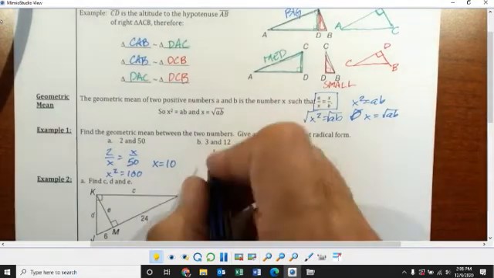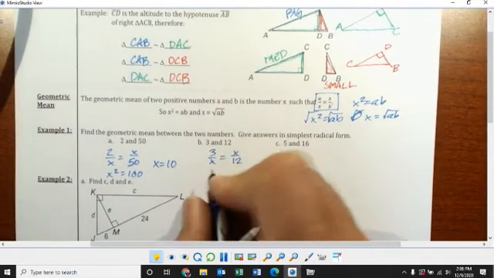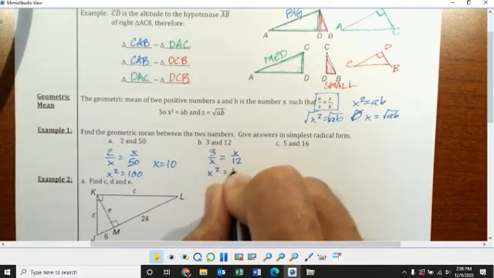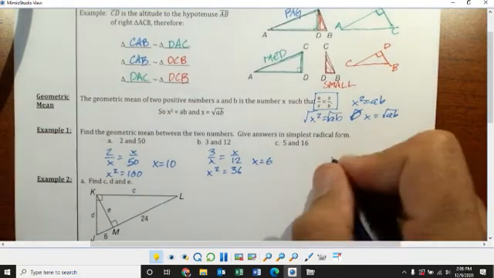There we go. Welcome back. We're going to say 3 over x equals x over 12. So now x squared equals 3 times 12 is 36. So x equals 6, the square root of 36.